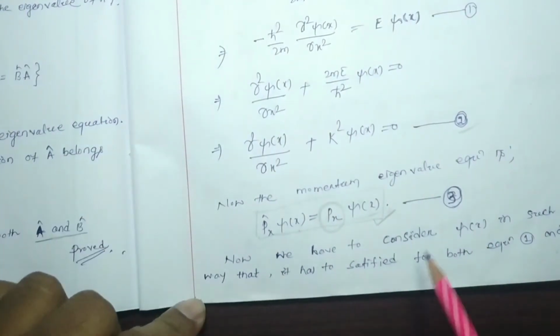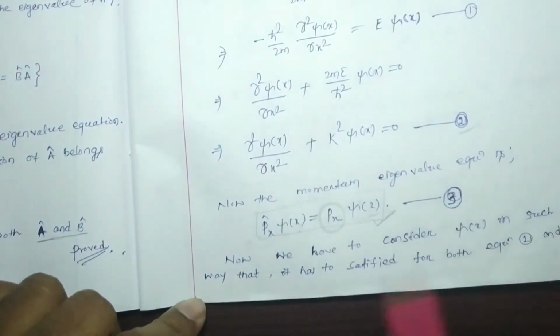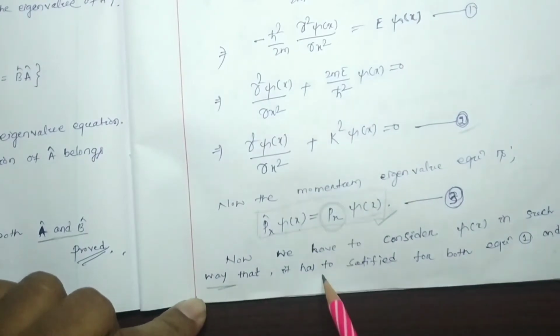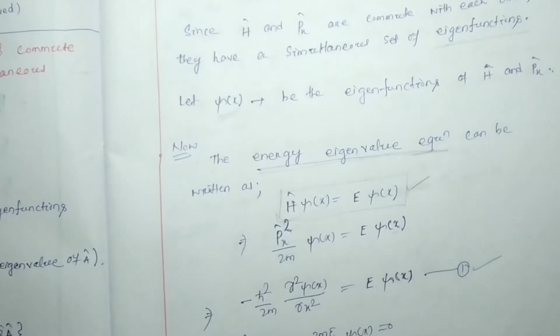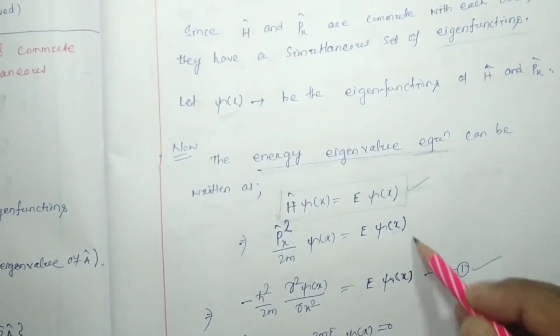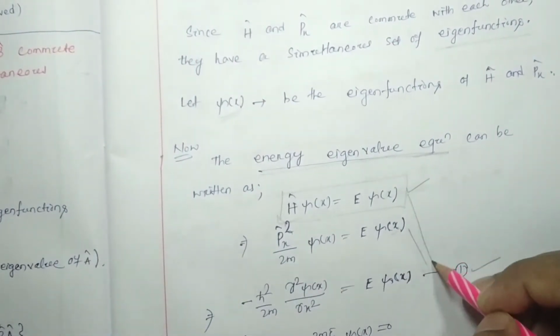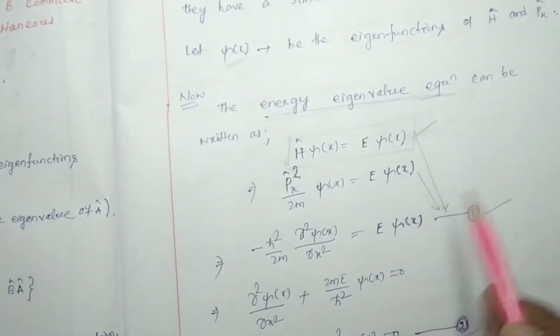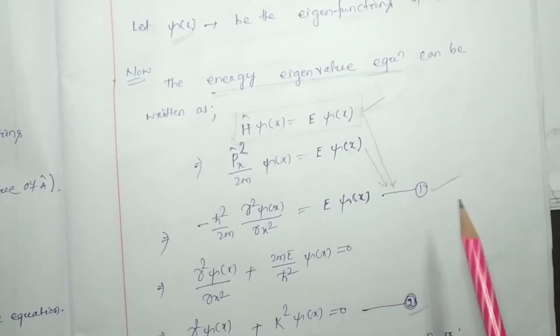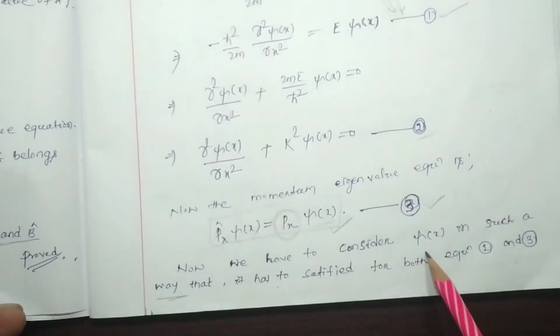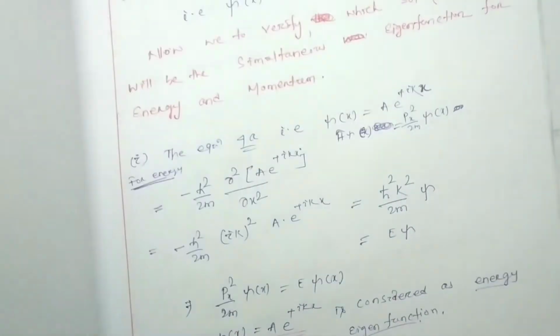Now we have to consider psi x in such a way that it satisfies both equation 1 and equation 2. So we have to search for a psi in such a way that it satisfies both the momentum eigenvalue equation and the energy equation. So what is that psi that we are going to search for?